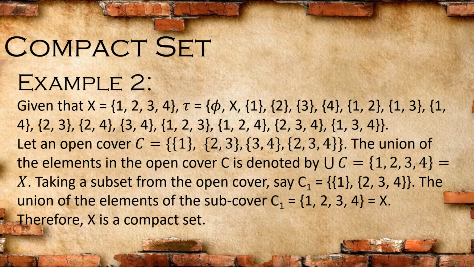Let an open cover C be equal to the set of elements which are also subsets. We have {1}, {2, 3}, {3, 4}, and {2, 3, 4}. The union of the elements in the open cover C is denoted by union C, which is equal to the set {1, 2, 3, 4}, which is equal to the given set X. Taking a subset from the open cover, say C sub 1, which is just a subset of our open cover C. We get the elements {1} and {2, 3, 4}. The union of the elements of the subcover C sub 1 is equal to the set {1, 2, 3, 4}, which is still equal to the given set X. Therefore, X is a compact set.